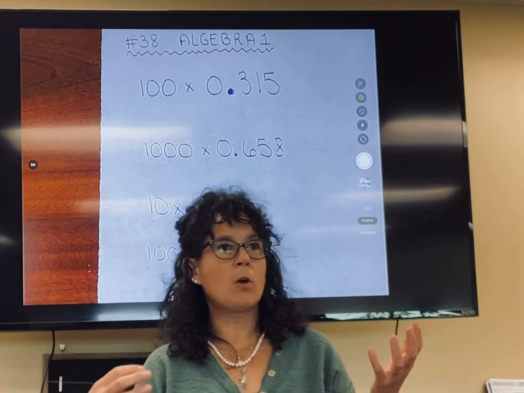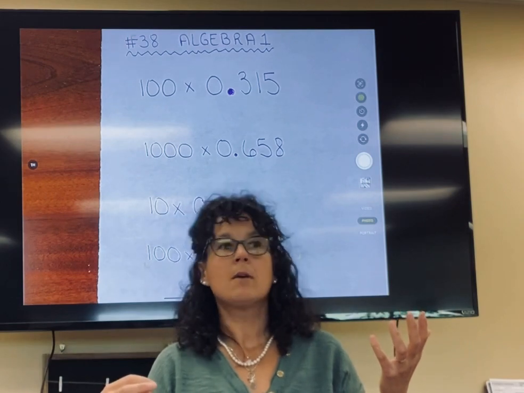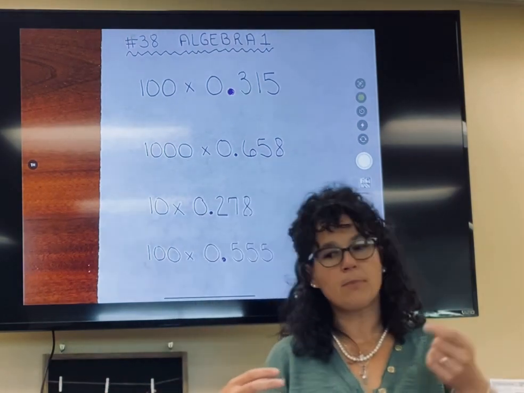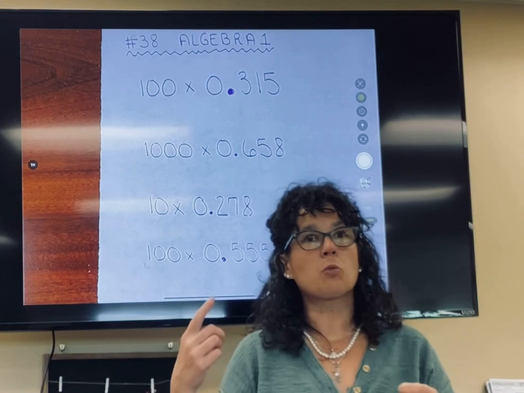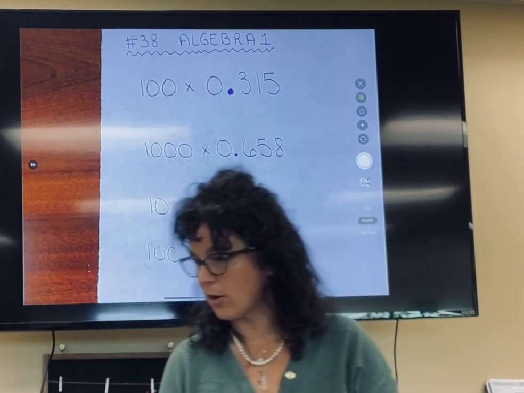What happens if you take a number and multiply by 10? Does it make the number bigger or smaller? Bigger. Makes it bigger. So if it makes it bigger, we want to move the decimal to the right, however many zeros there are.